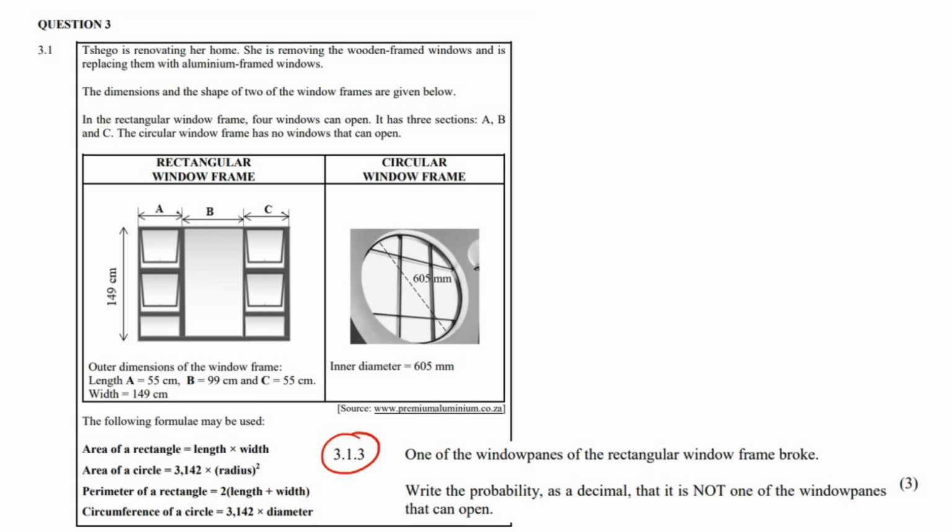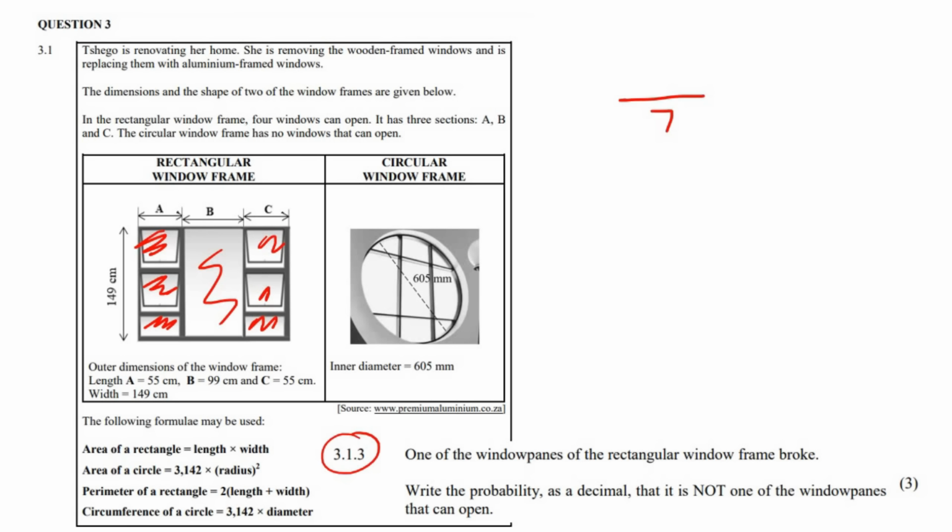This one says that one of the window panes of the rectangular window frame broke. Write the probability as a decimal that it is not one of the window panes that can open. Okay, so with the window panes, I guess each of these is a window pane. So that's a window pane, that's a window pane, that's a window pane, that's a window pane, that's a window pane, and that's a window pane. So there are 7 window panes.